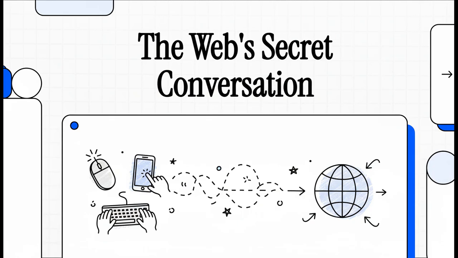You know, every single time you click a link, tap a button, or type a web address, something amazing happens. A secret conversation, a high-speed dialogue flashes across the entire globe in just milliseconds. It's what makes the entire internet work. And today, we're going to decode it.